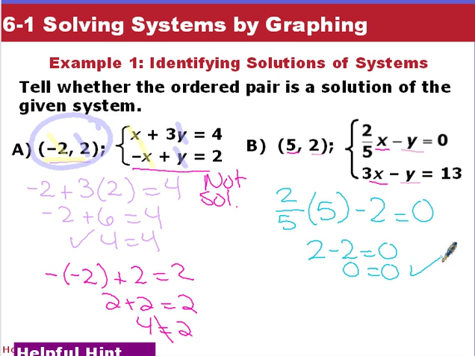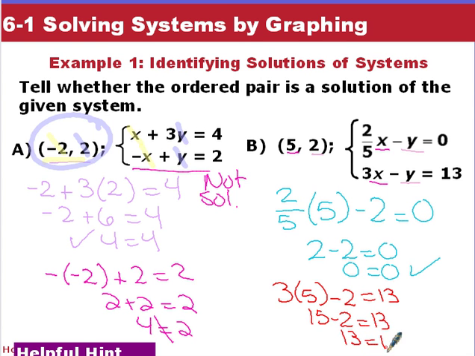And let's substitute in for our second equation. 3 times x, which is 5, minus 2 equals 13. 15 minus 2 equals 13, or 13 equals 13. And that is true. So yes, in this case, this ordered pair is a solution. It satisfies both of our equations.